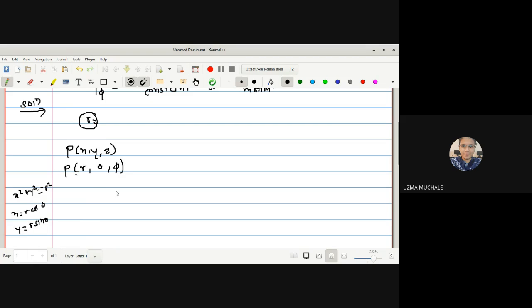So here these equations are related by x, y, z, just like here we have x and r theta related by these equations. So we have this relation: x, y, z equal to r sin theta cos phi, r sin theta sin phi, and the last one is r cos theta.